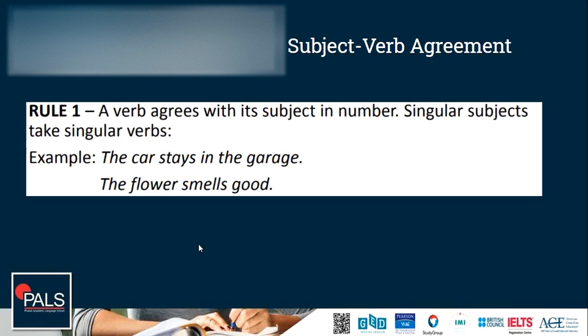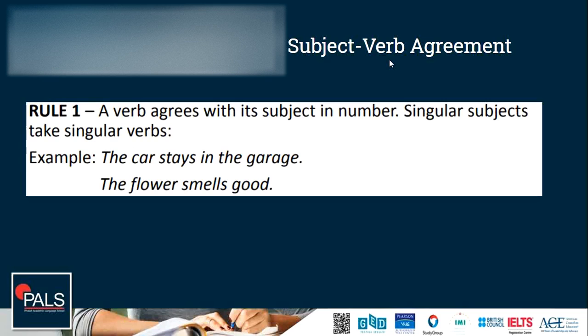Of course, in a sentence, we do have our subject and we do have our verb. Our subject may be a pronoun or a noun, and our verb may be an action verb or a helping verb or a linking verb. Okay, so they must agree with each other, and we have to follow certain rules regarding that.